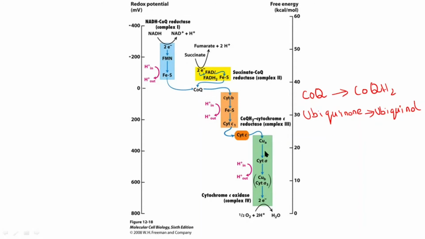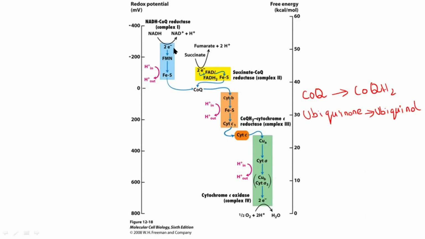Now we have to see one more thing. Just look at this scale. It represents the free energy change during this transfer of electrons. When electrons are transferred from one component to another along the electron transport chain, there is a reduction in the energy of electrons. So they lose their potential energy at different steps. Inside the cell, the energy liberated by the electrons is utilized to pump protons from the matrix of mitochondria into the intermembrane space.